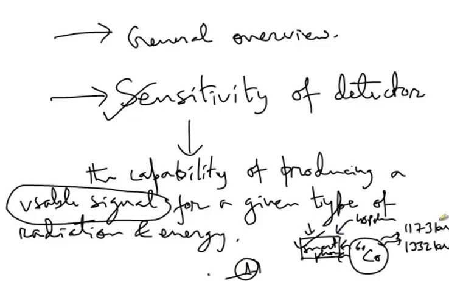And if as a result of this 1173 I am able to get a very small spike, but that is quite close to the noise that I am getting as a result of all other radiation, then I will not be able to decisively say that indeed the 1173 or 1332 gamma ray has arrived, or I will not be able to decisively say that I am able to detect gamma radiation from cobalt-60. So I will say my detector is not sensitive.